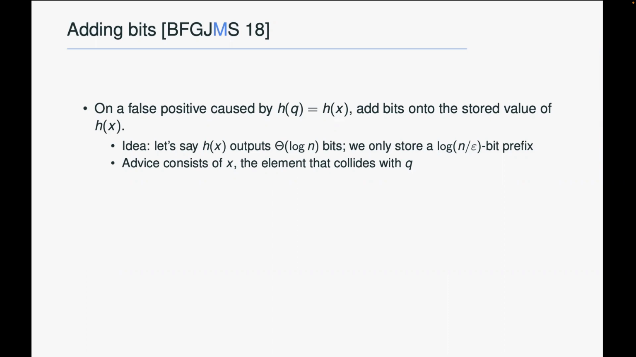Isn't log n over epsilon larger than log n? When you say constant, it's a function of epsilon. No, just the constant. Let's say my hash function outputs like 4 log n bits. That's going to be bigger than log n over epsilon if epsilon is bigger than 1 over n cubed. Okay, so we're saying we're going to do this specifically for epsilons that are not too close to 0.